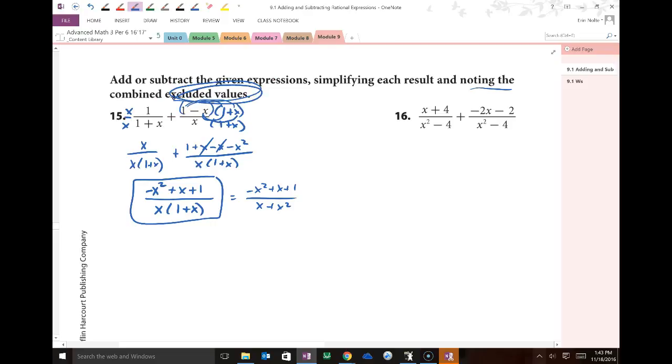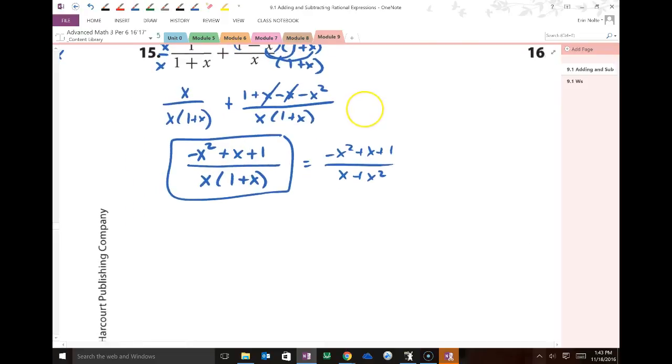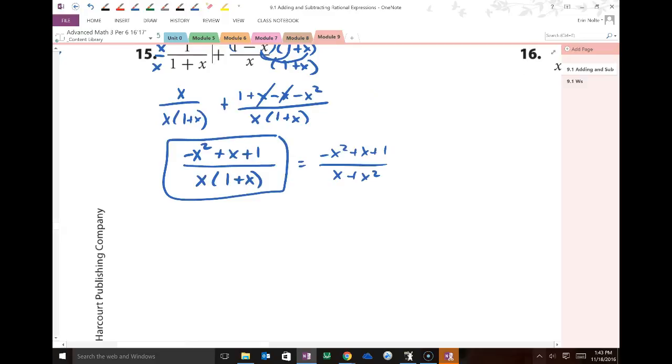So what are excluded values? What are they talking about? Excluded values are anything that would make this function undefined. So we're talking about domain restrictions. What are the values that x cannot be? Can't be 0, and it cannot be -1. So all I'm looking at there is the denominator, saying it can't be 0 and it can't be -1. You have to list those along with it.